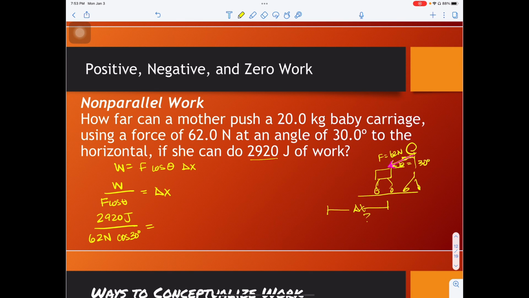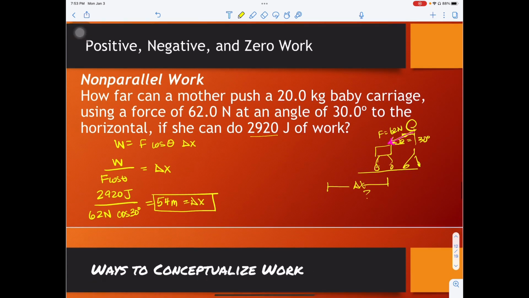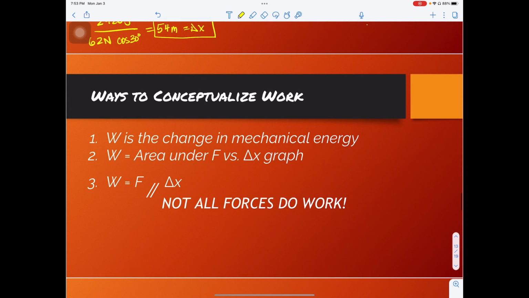And so if I calculated, I only did it once, so sorry if I calculated this wrong. We've got 54 meters. It's my delta x. Okay. All right, not all forces do work. So any force that's perpendicular forces do not do work.